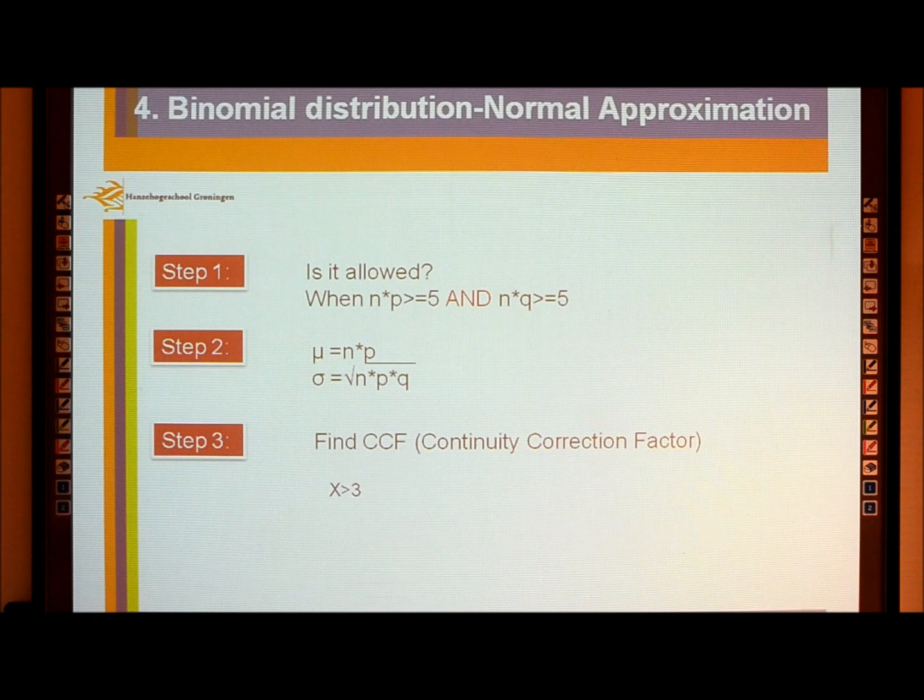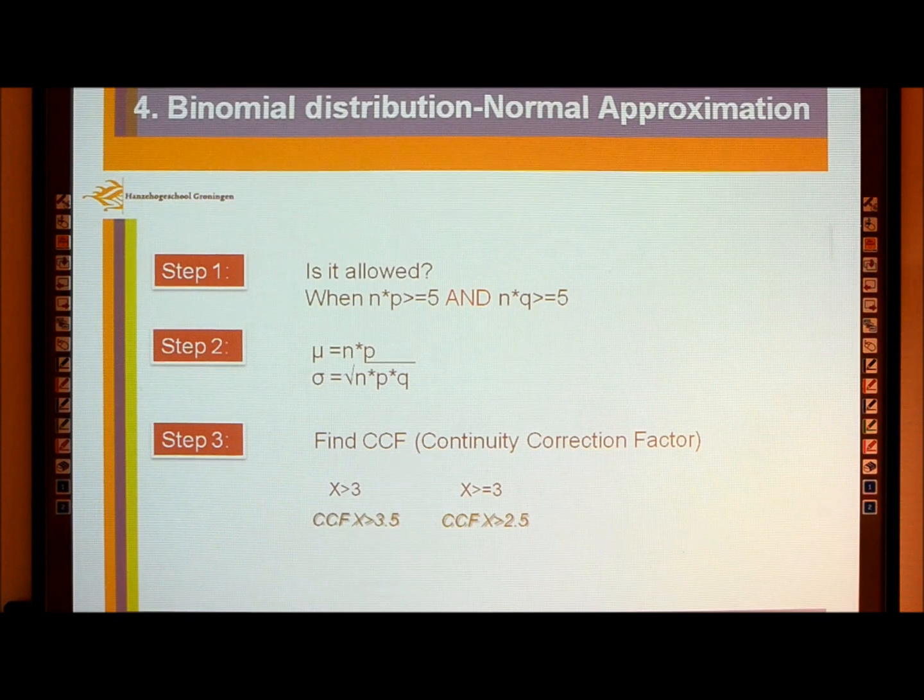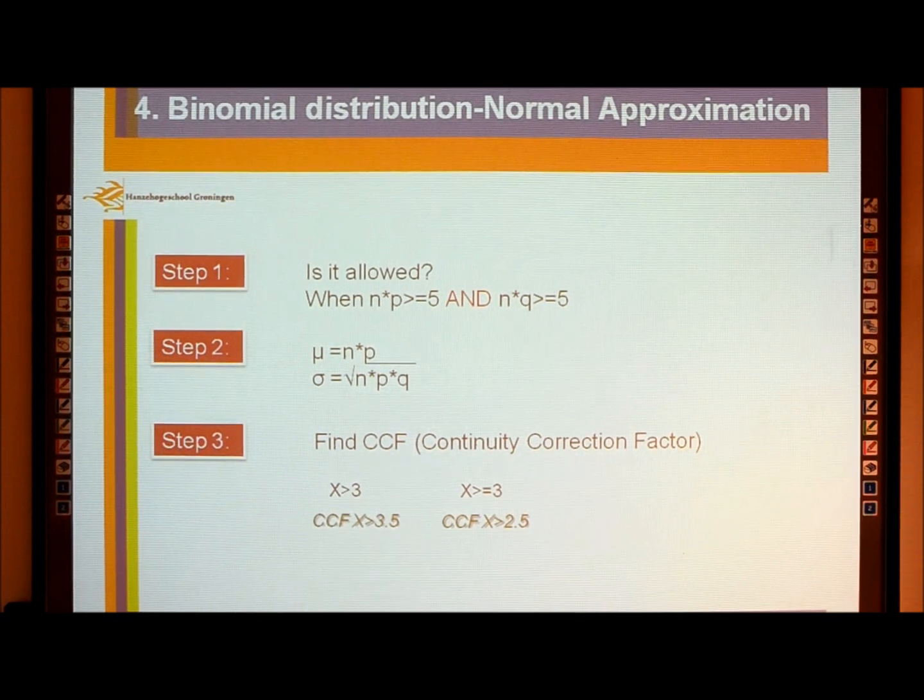When your x, the random variable, is larger than 3, then your CCF should be larger than 3.5. That means in the original data, 3 is not included, so you have to choose 3.5. When the original data says it is larger than or equal to 3, then you need to choose x larger than 2.5. That means 3 will be included.